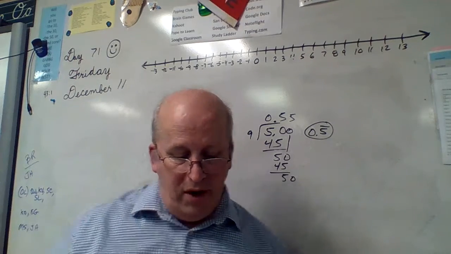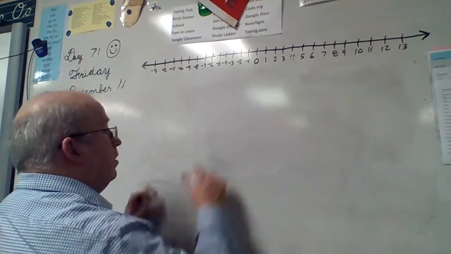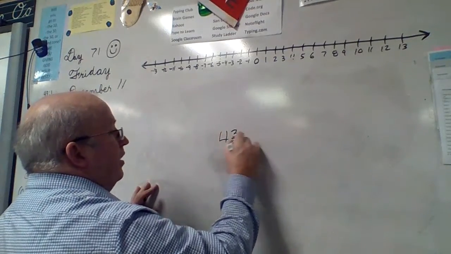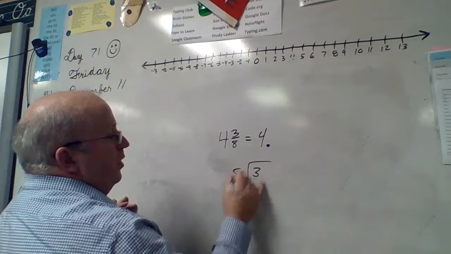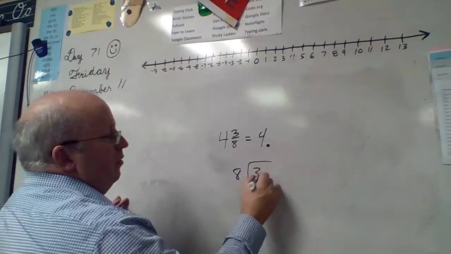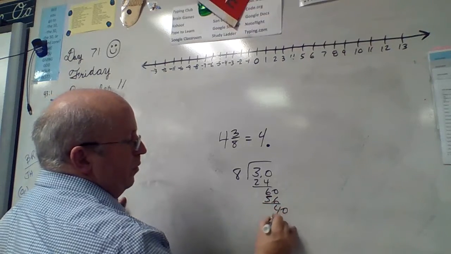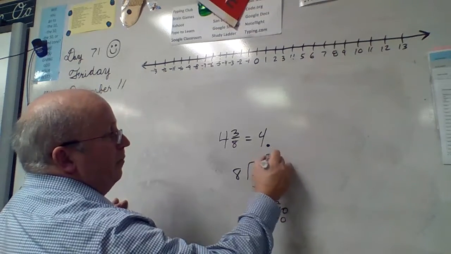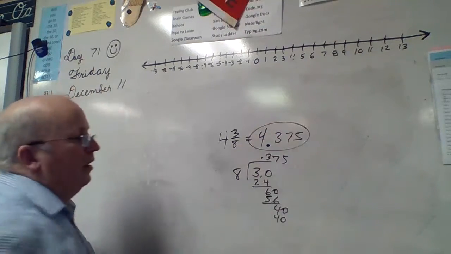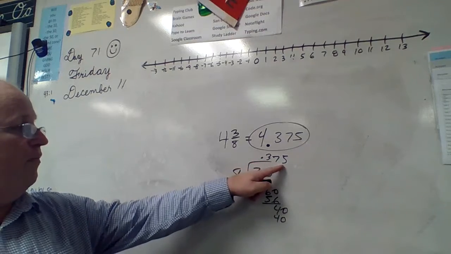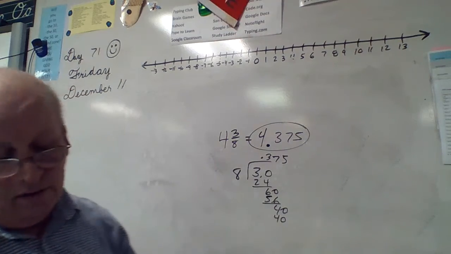How about something like number 8, 4 3/8? The first thing, I write this as 4 point, and then I work on 3/8. Well, I'm not going to do the whole long division for you very slowly here. I'm going to go through this pretty quickly, but basically it ends up being 0.375. So if 3/8 is equal to 0.375, then 4 3/8 is 4.375.